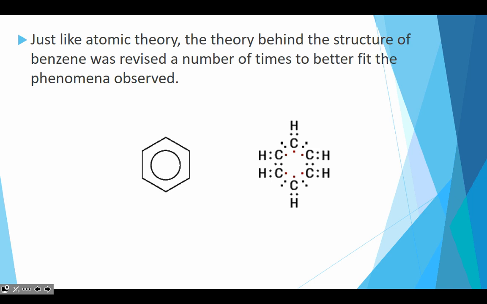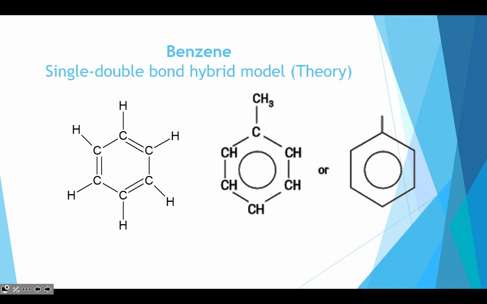But this is what it looks like. It has double bonds every second carbon. So here's a double bond. Here's a double bond, here's a double bond, but they're not stationary. They actually jump around.